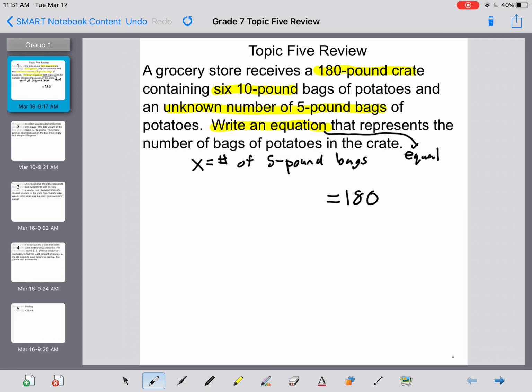If I have 6 10-pound bags, I can have that as 6 times 10. Also, the crate has more, so I'm going to add that on. The 5-pound bags is 5 times the number of bags it is, which is x. So it'll be 5x. Now I can simplify this. 6 times 10 is 60 plus 5x equals 180. Now all this question asks us to do is to write the equation, so I do not have to solve it, so I can just leave it as is.